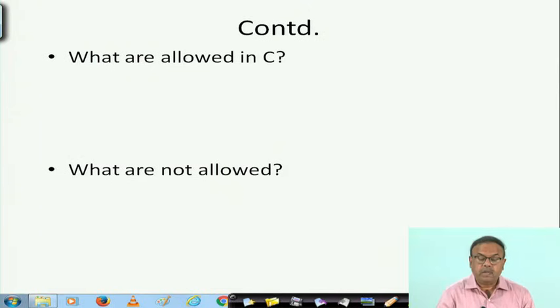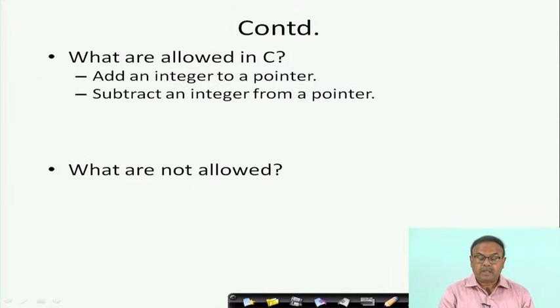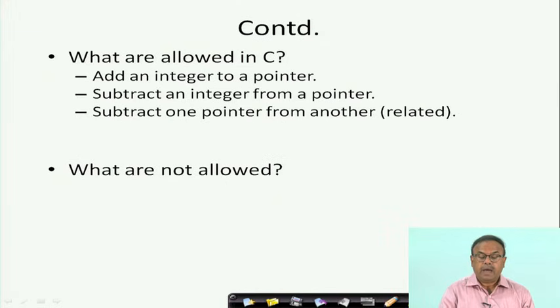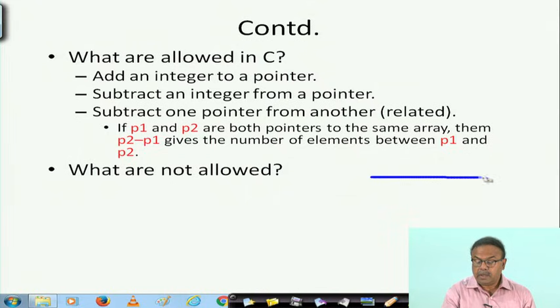Now, what is allowed in C? Certain things are allowed in C and some things are not. I can add an integer to a pointer. I can subtract an integer from a pointer. I can subtract one pointer from another, and say if P1 and P2 are both pointers to the same array, then P2 minus P1 gives the number of elements between P1 and P2. For example, suppose here there is an array.